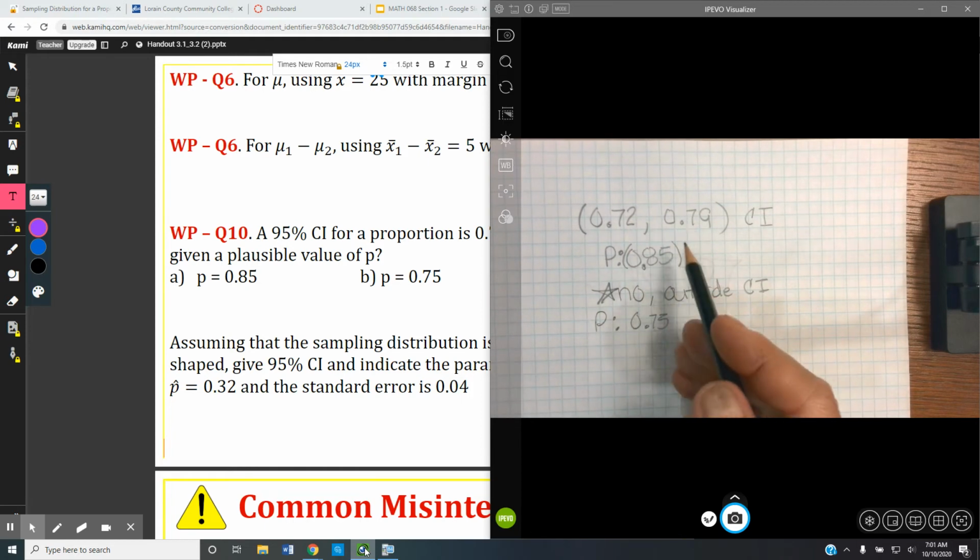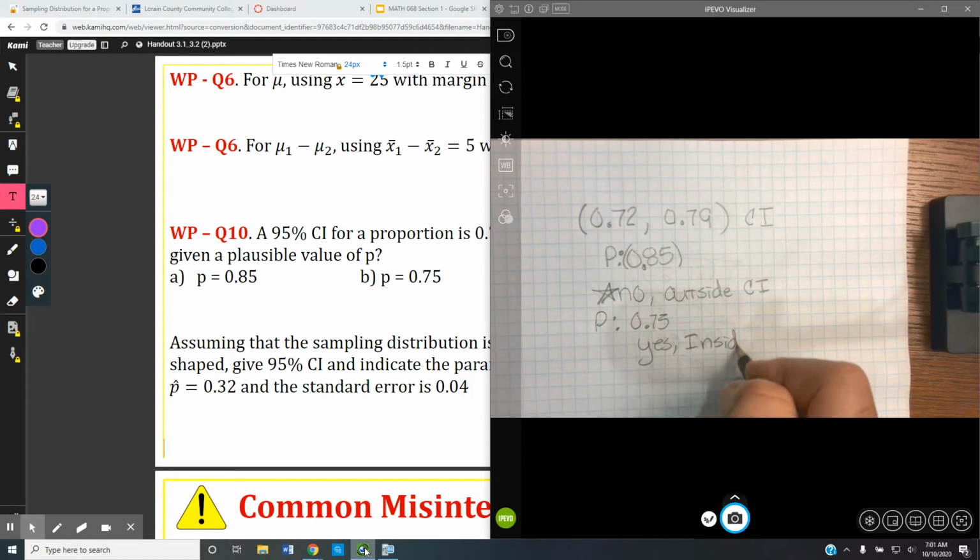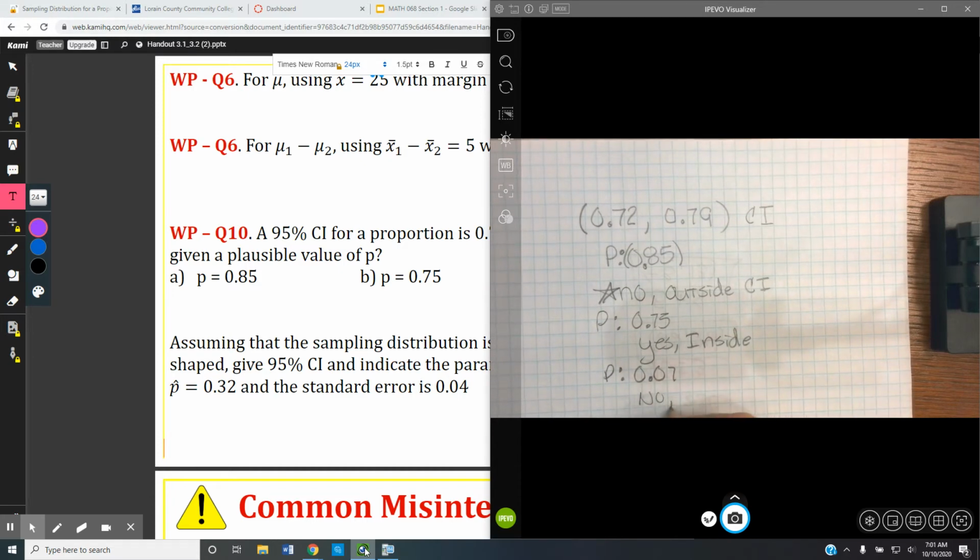Okay, 0.75 is squarely inside of here. Yes, inside. It's that easy. And the last one, P equals 0.7, I think. 0.7, yeah. No, outside, right? If given a CI and you're given a stat, is the stat inside or outside?